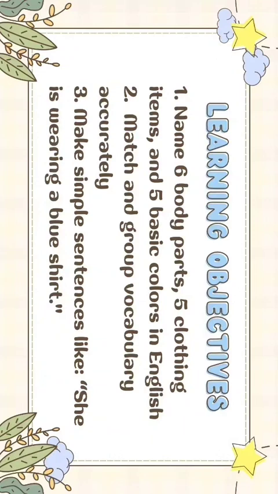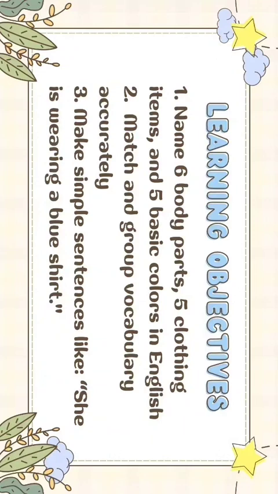they will also learn about 5 clothing items, for example shirt, pants, dress, shoes, and hat. And the last is they will recognize and say 5 to 7 basic colors like blue, red, yellow, green, or black. But I didn't stop here. Students will also practice grouping and matching vocabulary, and then use the words in real simple sentences.